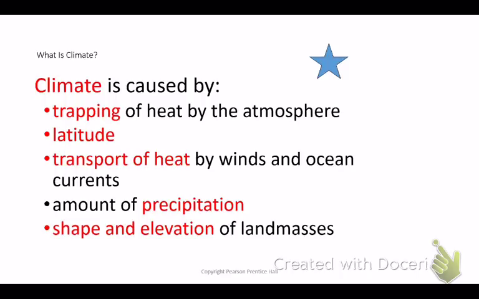And finally, the elevation and shape of land masses. So mountains can shape climate by stopping rain from getting to certain areas, or how high you are may affect your climate. You may experience different weather conditions than if you were at a different area that was lower on the Earth. So all 5 of these things cause climate.